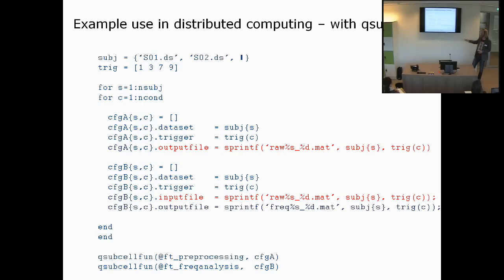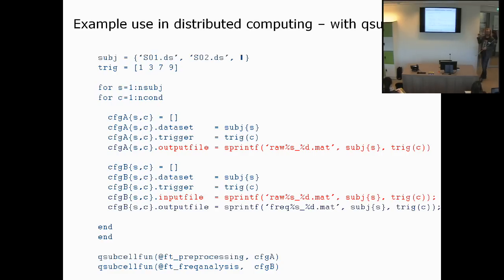And what I then can do is call qsubcellfun, ft_preprocessing on this configuration. So this is a cell array, number of subjects times number of conditions. And what this will do is it will call FT preprocessing in parallel on each of these individual things, which means that you don't even have to wait the night, because it will just run as fast as the analysis on a single subject. And then once you've done the preprocessing on all your subjects, you would call FT freqanalysis, which would call freqanalysis on all the subjects.